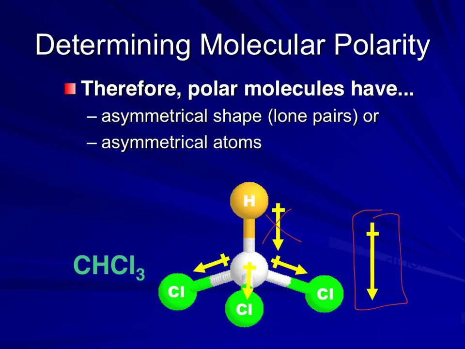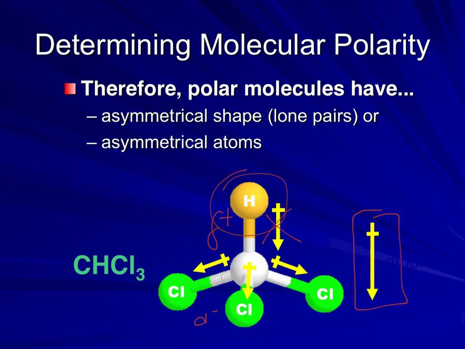Now, if there were a chlorine at the top here, then this would be a nonpolar molecule, because that chlorine going up would cancel out the partial downward motions of the other ones. But because we have a hydrogen on here, we have that asymmetry in the atoms, or different kinds of atoms on there, that makes this molecule overall polar, with the partial negative down at the bottom and the partial positive at the top.